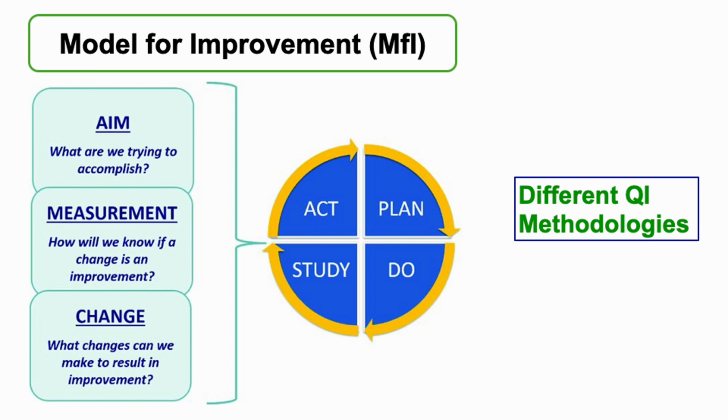The second area is measurement. And here the question is, how will we know that a change is an improvement? To do so, you need to identify metrics to track your progress toward the aim. But again, the third area is change. And here, the question is, what changes can we make that will result in improvement? Here, you need to brainstorm and outline potential changes to implement. So, the PDCA cycle allows you to test the changes on a small scale, learn from the results, and refine your approach before a broader implementation.